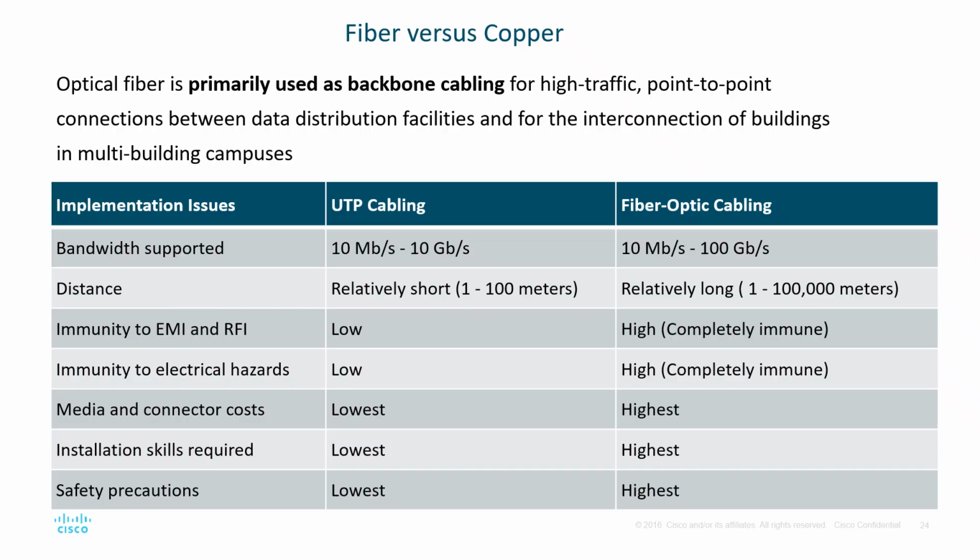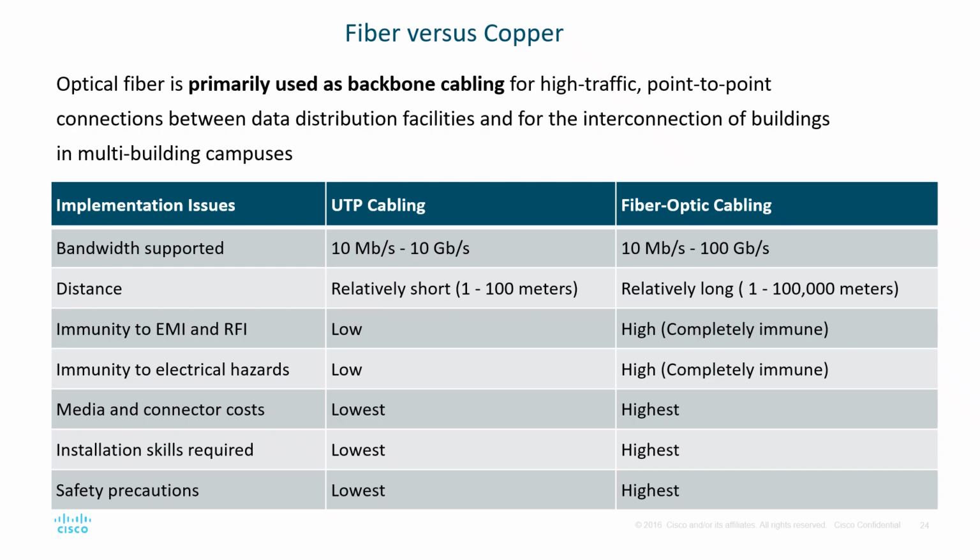Now, this is a slide that you should print down and keep with you. This is optical fiber, which is primarily used as backbone cabling for high traffic point-to-point connections between data distribution facilities and for the interconnection of buildings and multi-building campuses. So this is a comparison between both.